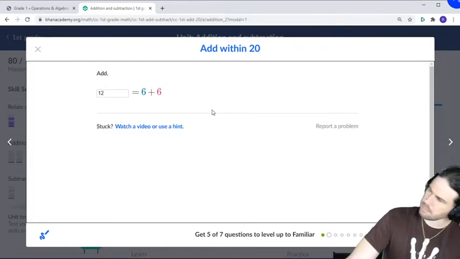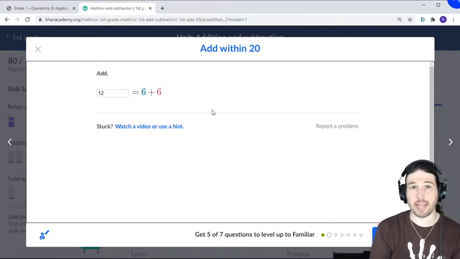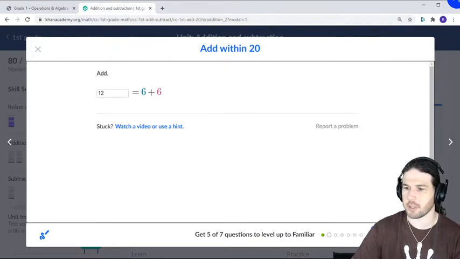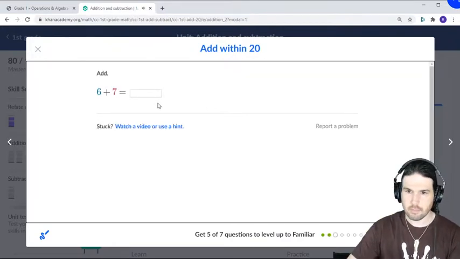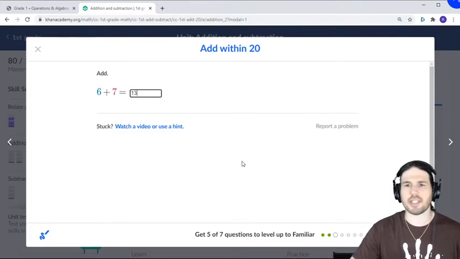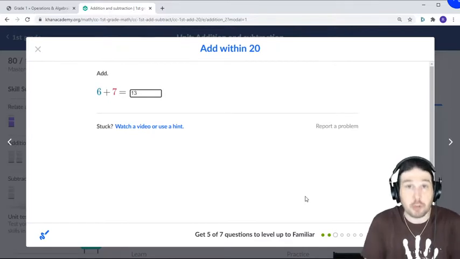I like that they put the blank on the left side rather than the right side, just establishing good habits early on. 6 plus 7, again, just use your fingers. I know it's 13 because I've done this a million times, but there used to be a time, and this is real.